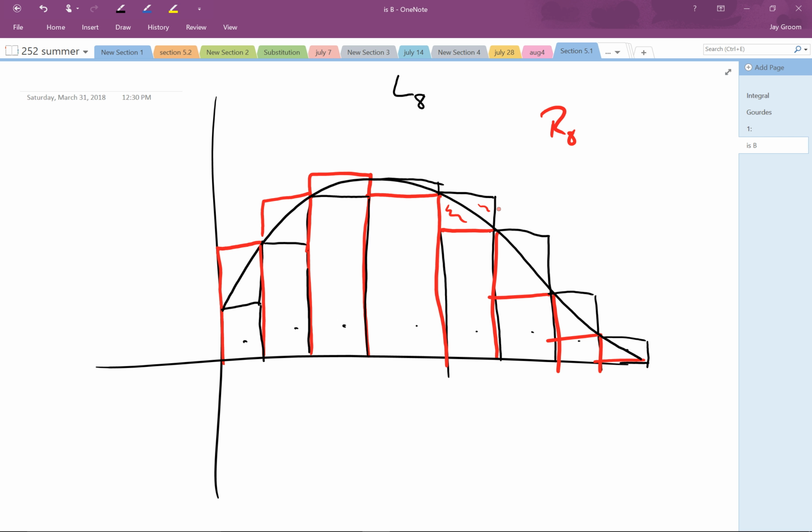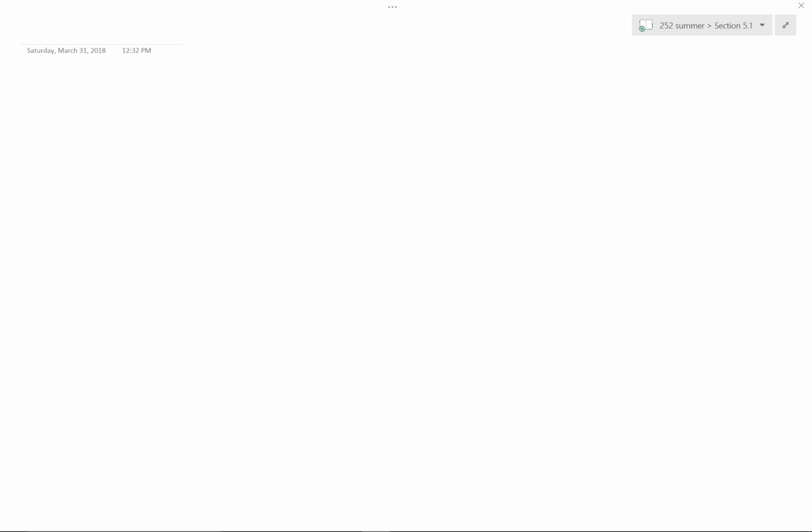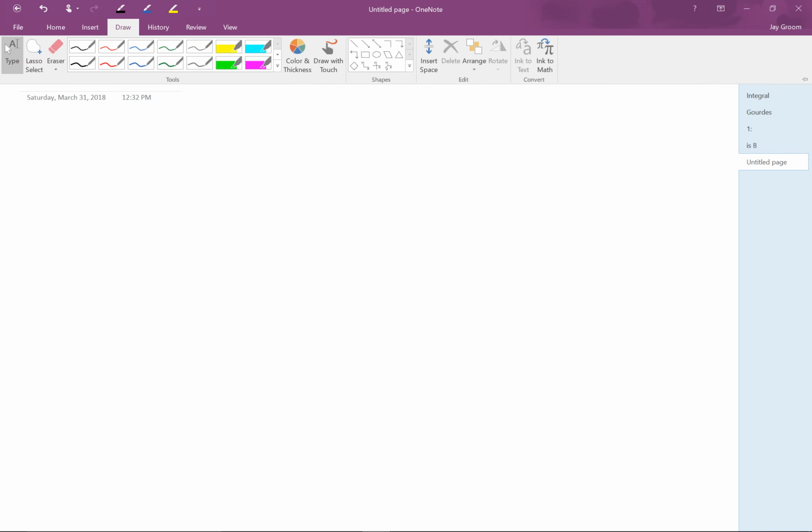So in this first section, we're going to spend quite a bit of time discussing these ideas of what are called the left and the right sum. And then also, another one called the midpoint sum, and I'm going to sketch it out for your entertainment.